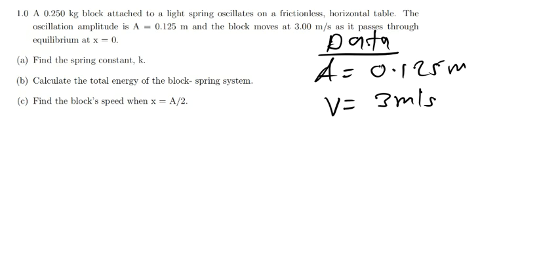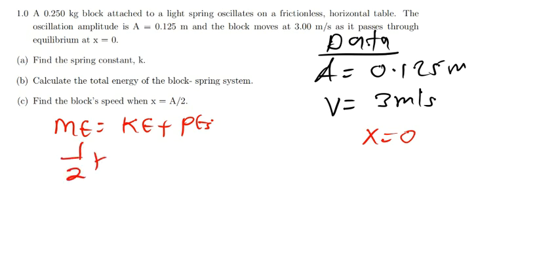Now we are going to use the conservation of energy, where we say the mechanical energy is the addition of the kinetic energy plus the elastic potential energy. Now we have got the velocity, and we have been told that x is equal to 0. So if x is equal to 0, the mechanical energy is given by half kA squared, kinetic energy is half mv squared, and elastic potential energy is half kx squared.